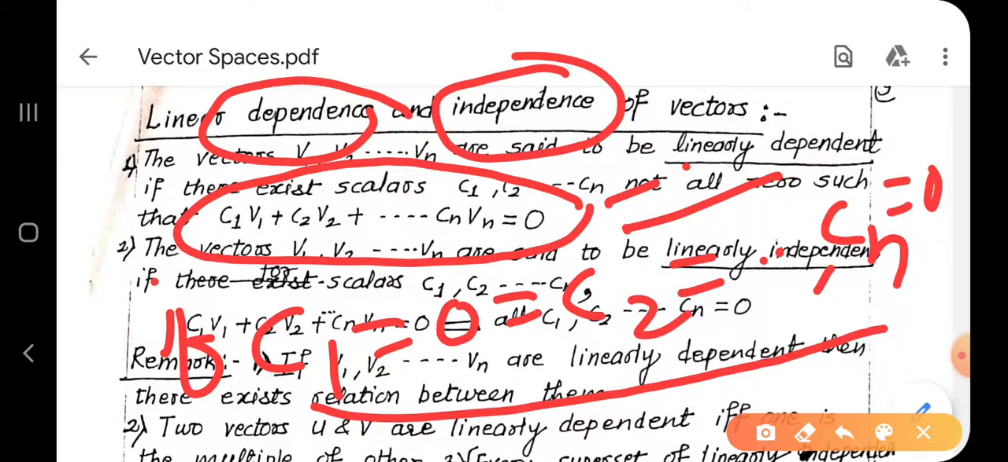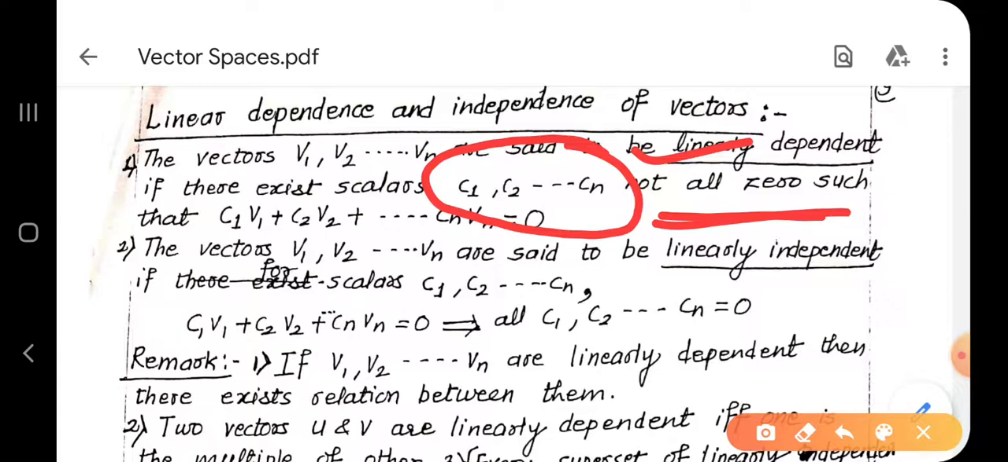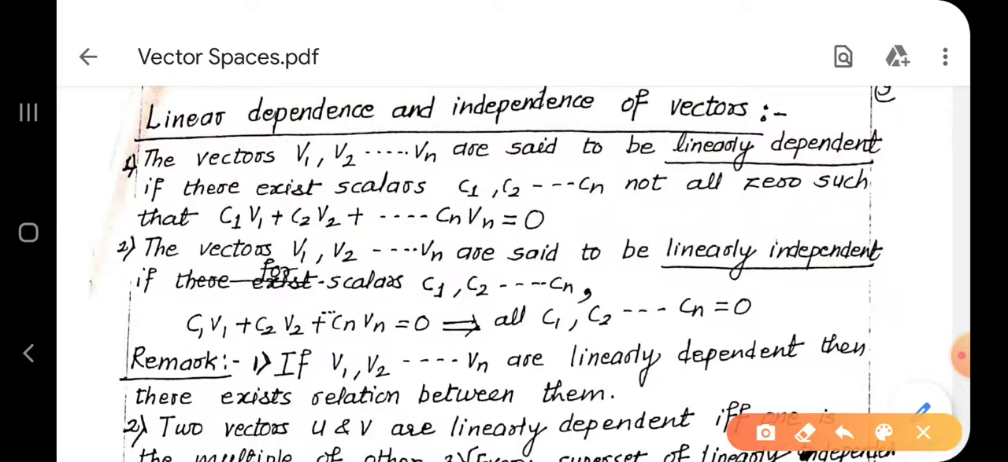And if at least one scalar is not equal to 0, means c1, c2, cn not all 0, this is important here, means at least c1 not equal to 0 or c2 not equal to 0, or all are not equal to 0, no problem. At least one is non-zero, then we say that the vectors v1, v2, vn are linearly dependent.